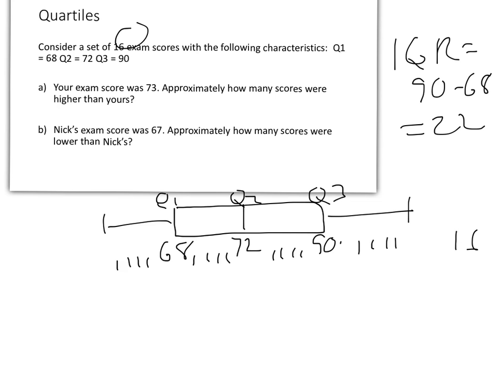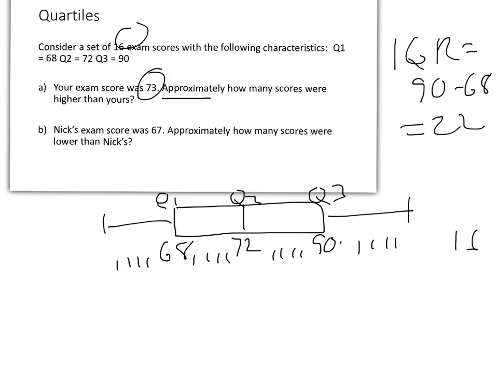All right, so let's look at part A. Part A, your exam score was 73. Approximately how many scores were higher than yours? Now note this says approximately, so we can give an approximate answer. Okay, and so we don't need to go into all kinds of contortions about how many other scores were 73, or whether there are fractional scores and things like that.